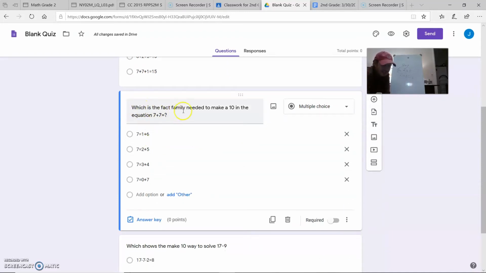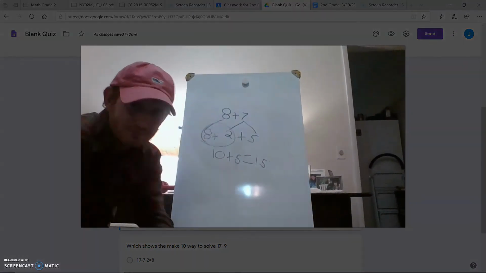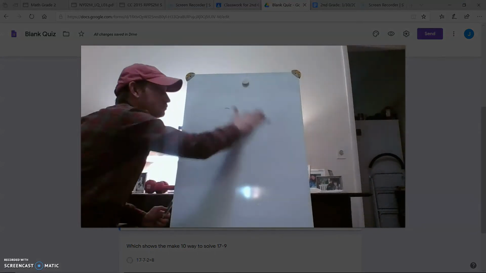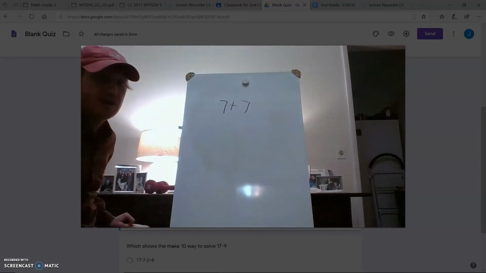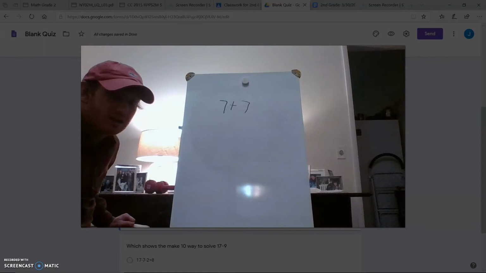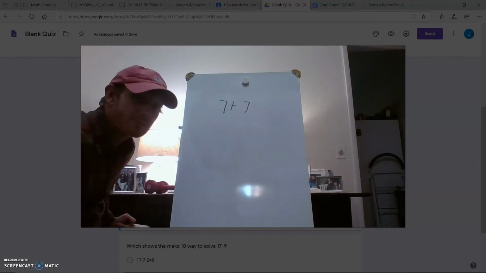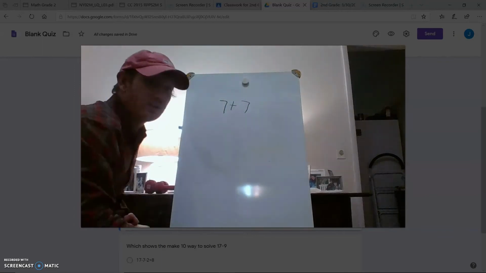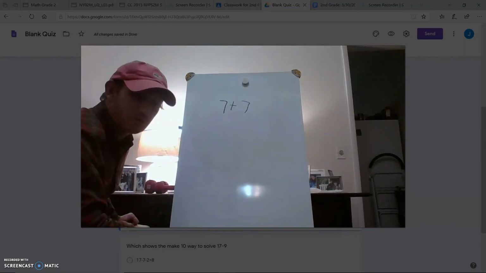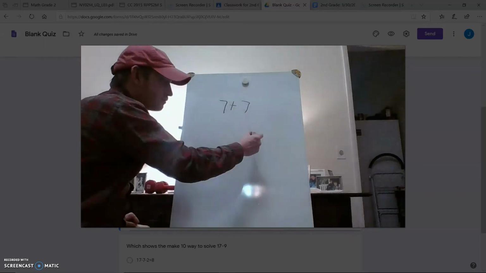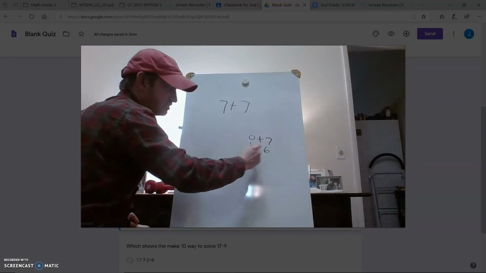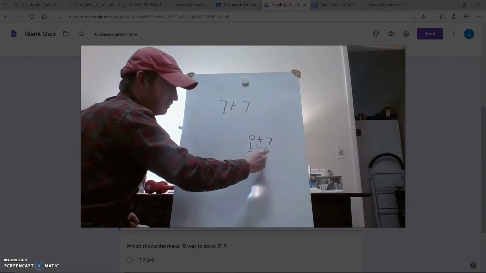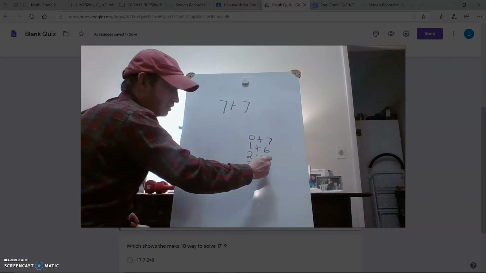Which is the fact family needed to make a 10 in the equation 7 plus 7? So we have 7 plus 7. And it's asking me which fact family can I use in order to make a 10? Well, since they're both 7s, I only need to worry about one fact family. So I'm going to write down all the fact families for 7. We have 0 plus 7, 1 plus 6, 2 plus 5, and 3 plus 4.